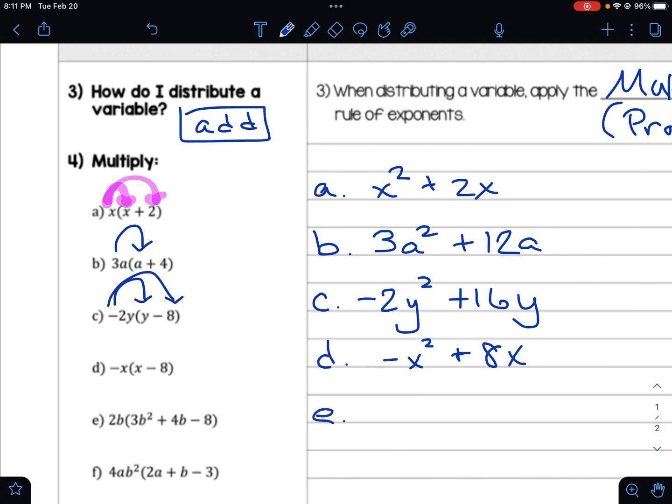So letter E, we just have a trinomial now instead of a binomial. So you're just going to multiply it times all 3 items. So 2 and 3 makes 6. And I have 1 b on the outside plus 2 b's on the inside, so that would be b to the third power. And then 2 times 4 is 8, and a b makes b squared. And 2 times minus 8 is minus 16, and then I have a b.